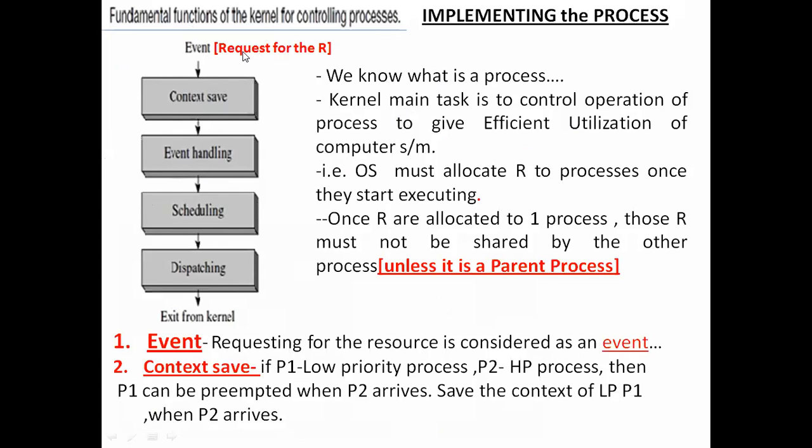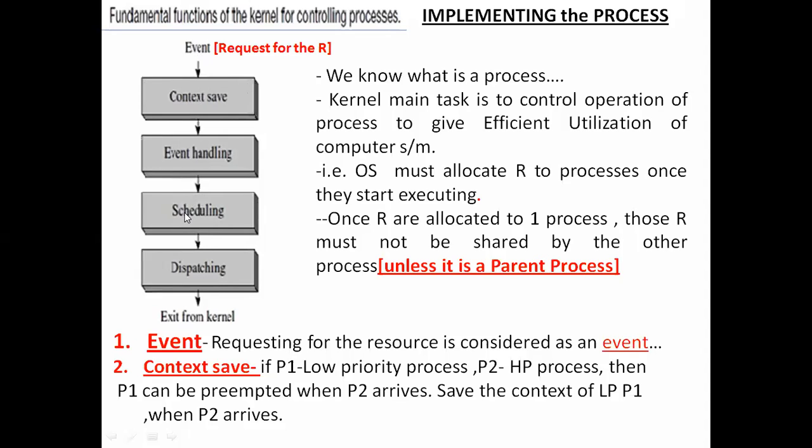This event is nothing but the requesting for the resource. So any request raised by the process for the resources can act as an event. Once the event occurs, the first step is that the kernel, the operating system, will save the context. The next step is event handling, the third step is scheduling, and the fourth step is dispatching. Now let me deal with each and every block individually.